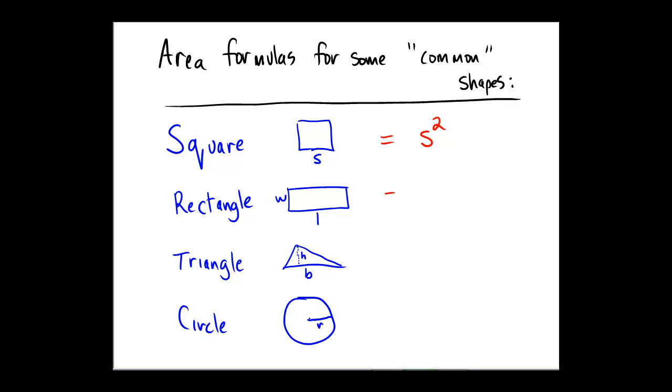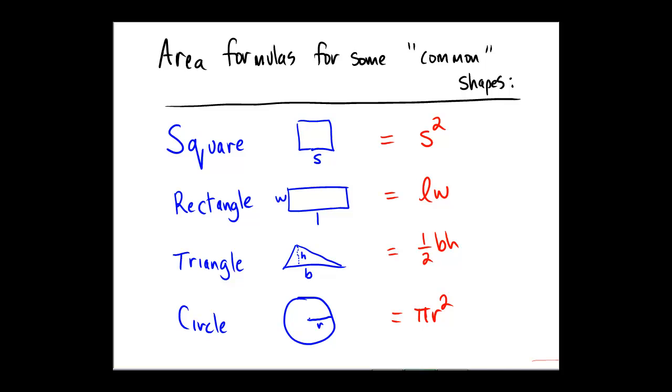A rectangle, if we have a length L and a width W, we say that the area turns out to be length times width. In a triangle, if we know that the base is B and the perpendicular height to the base is H, also called an altitude, then the area is 1/2 base times height. And finally, if we have a circle, we know that the area is pi r squared.